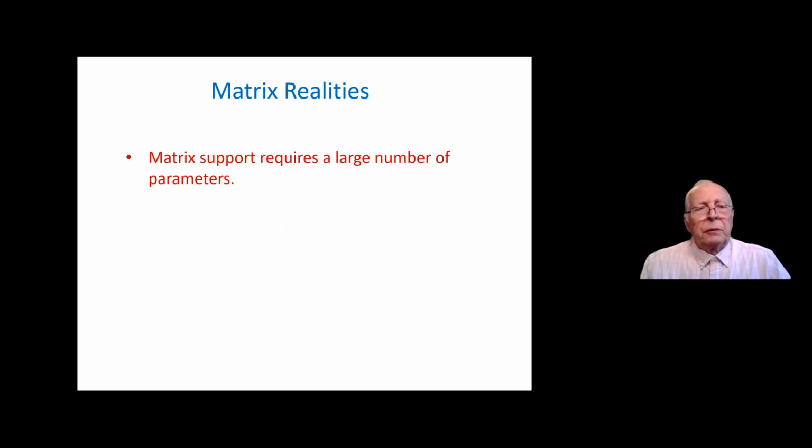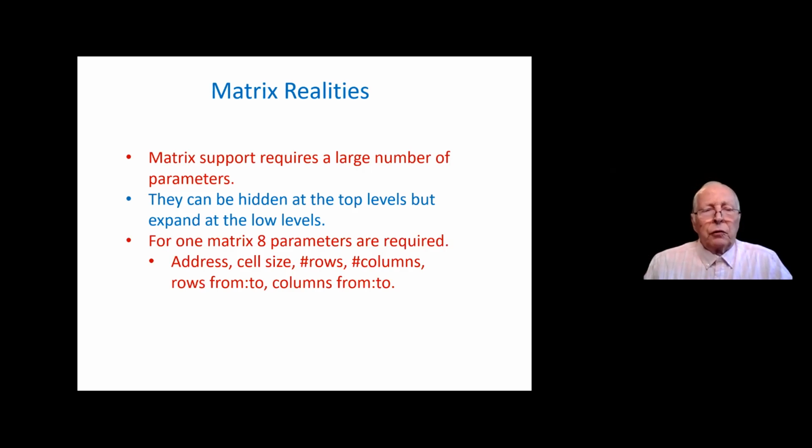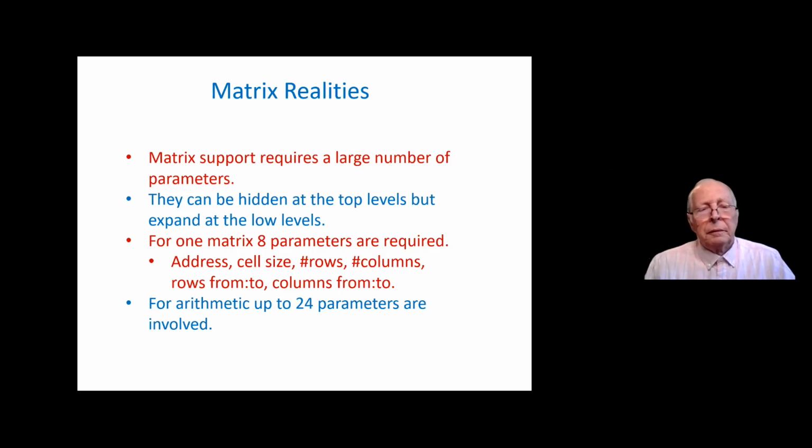Some of the realities on matrices. We'll see that the matrix support requires a large number of parameters on the stack. These parameters are usually hidden at the top levels, but as you get lower and lower toward the actual manipulations themselves, the number of parameters do expand. For example, one matrix requires 8 parameters to locate an individual storage cell. We know the memory address, the cell size, the number of rows, columns, the number of rows to and from, and the number of columns to and from where the data is extracted.